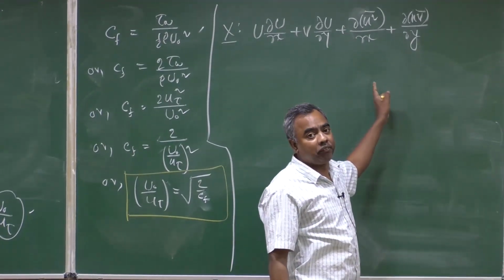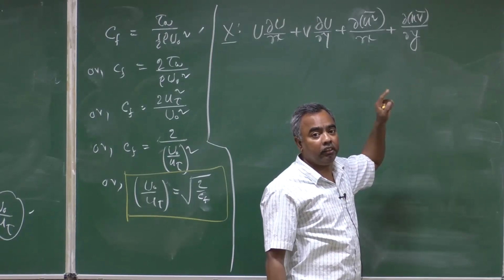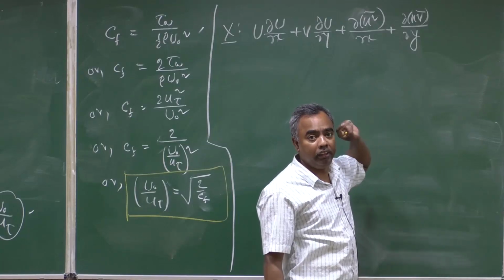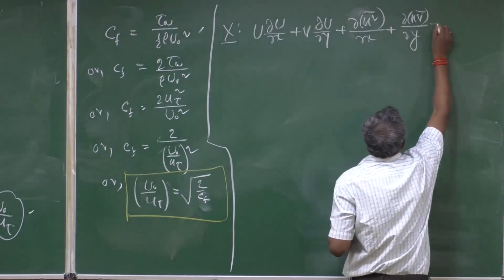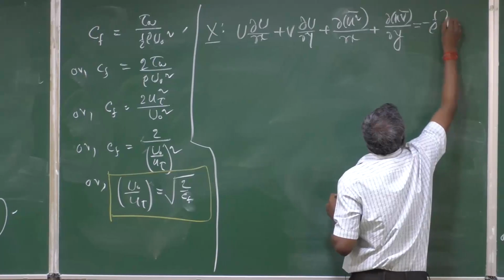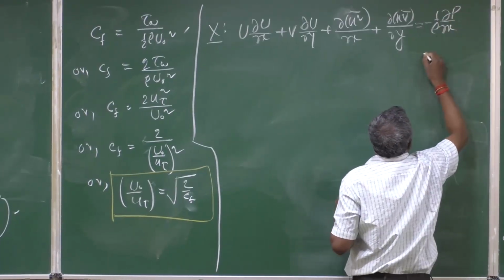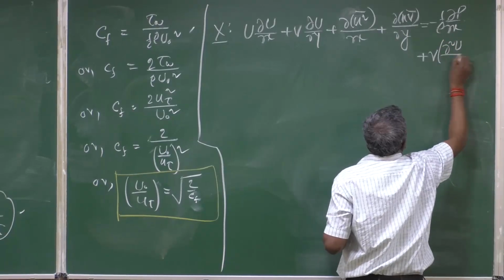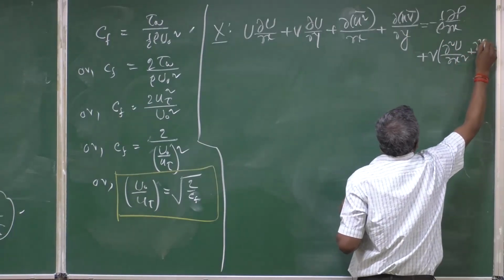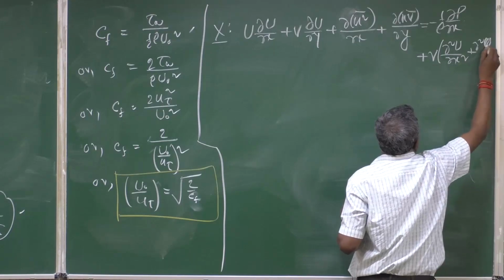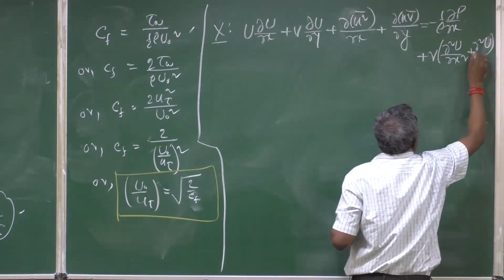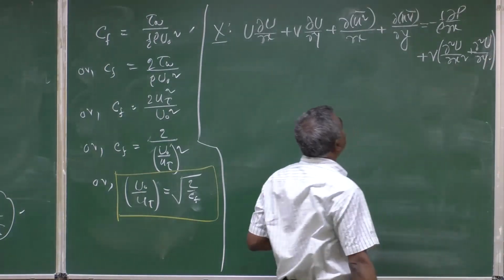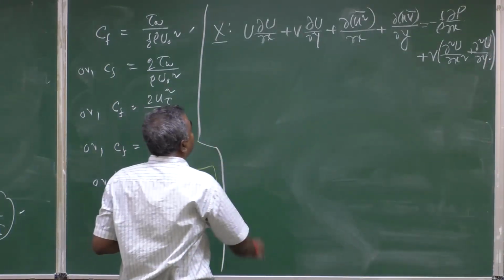In this particular aspect, the flow is only statistically varying in x and y direction, not in z direction, right. So, that means equals minus 1 by rho ∂p/∂x plus nu ∂²u/∂x² plus ∂²u/∂y². Okay, so this is our x momentum.